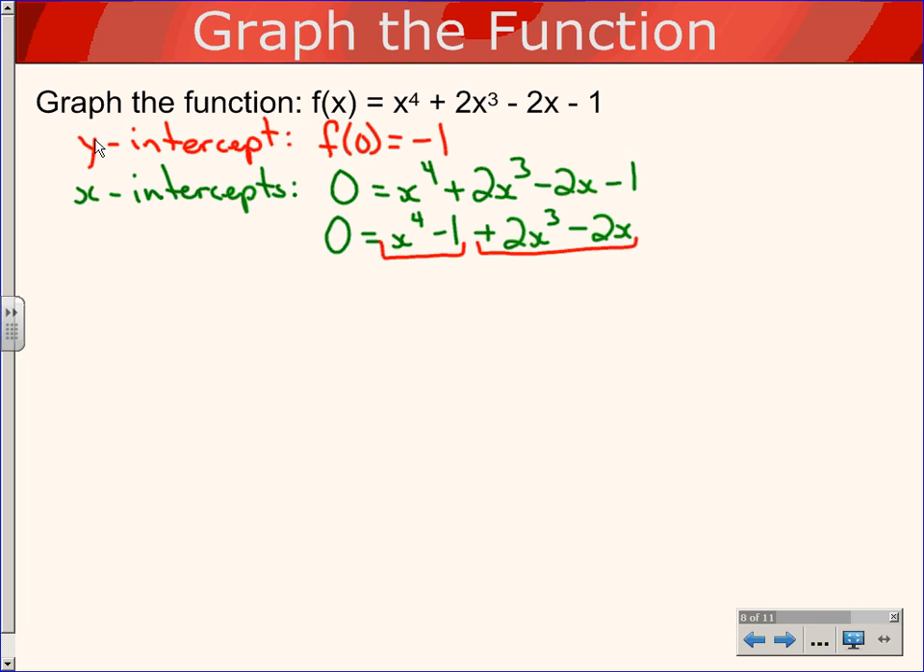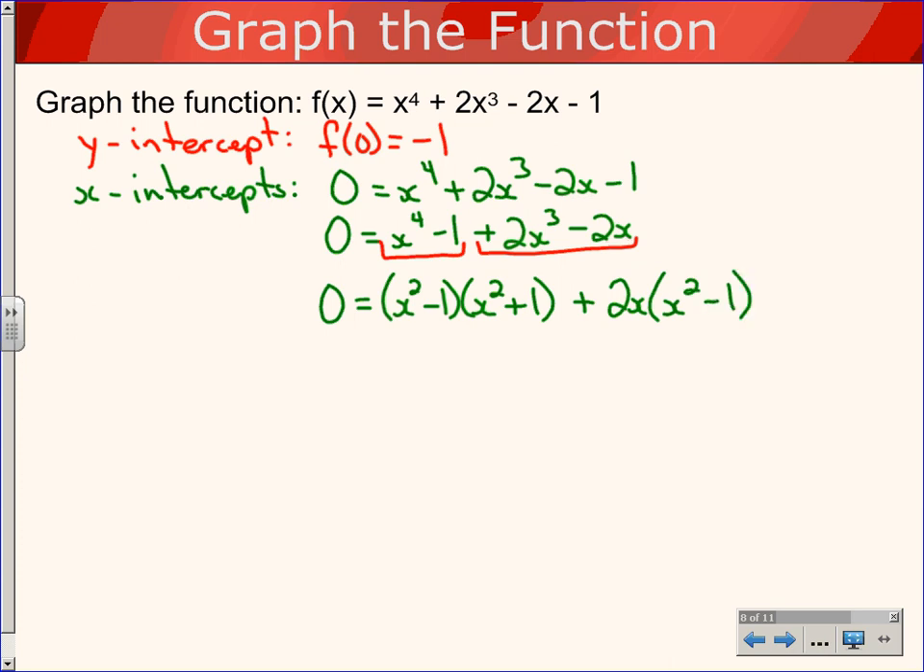So the way grouping works is now we try and factor each piece. We're going to factor the first 2 terms, and we're going to factor the last 2 terms. X to the 4th minus 1 is a fancy difference of squares, so it looks like that as our first term. The second term, well, it's not quite as nice, right? There's 2x cubed minus 2x. But I can common factor that. I can take a 2x out of both, which leaves me with x squared minus 1.